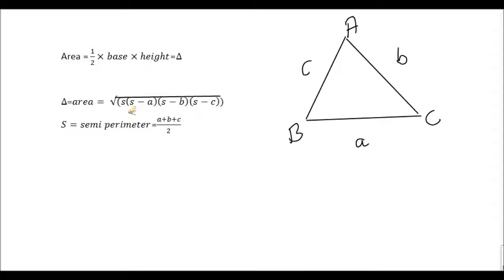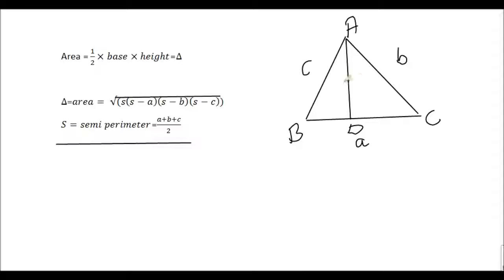Here s is called the semi-perimeter. Semi-perimeter means the sum of these three sides divided by 2. These are the lengths a, b, c. So a plus b plus c by 2 gives the semi-perimeter. So delta is equal to the square root of s into s minus a into s minus b into s minus c.